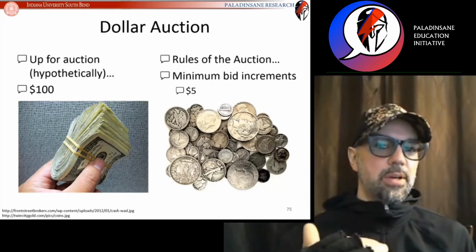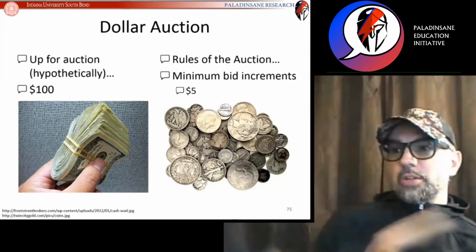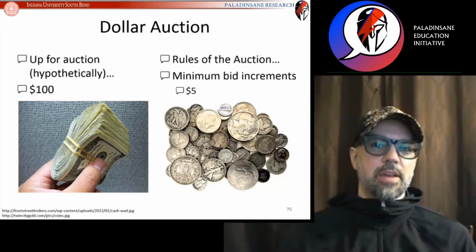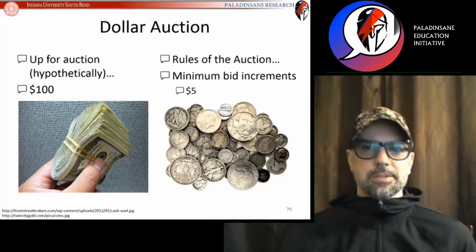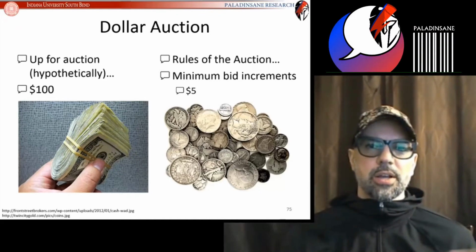You could jump it up as much as you want. So it could be like, oh, 15, 15, oh, 30, I got 30 over there, 50, 50 over there. So you could go up higher than 5 at any point that you want, but the minimum increment is $5. All right, so let's take a look at how this auction would actually work.